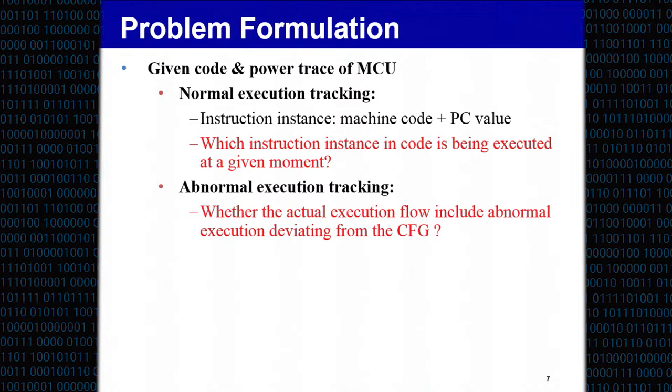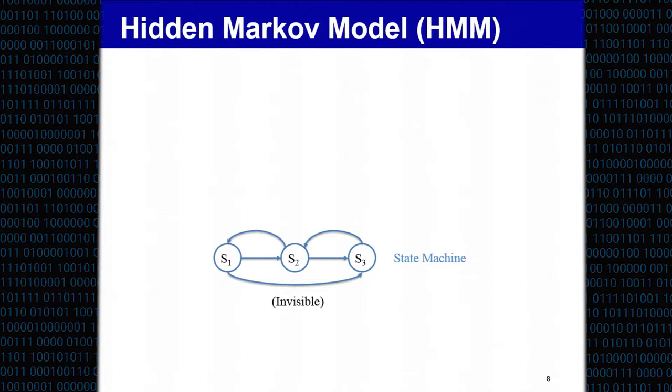Next, motivated by the CFI technique, we formulate an abnormal execution tracking problem. In this problem, we want to answer whether the actual execution flow includes abnormal execution that deviates from the control flow graph. In this work, we solve both of these two problems based on the hidden Markov model.